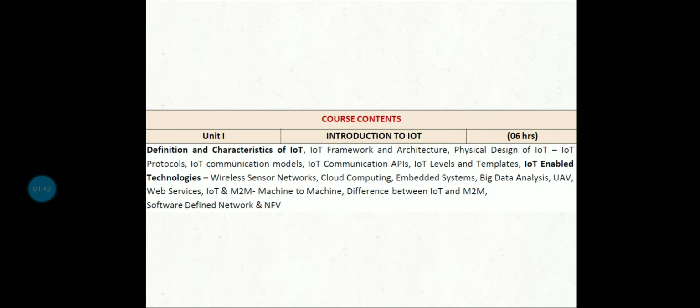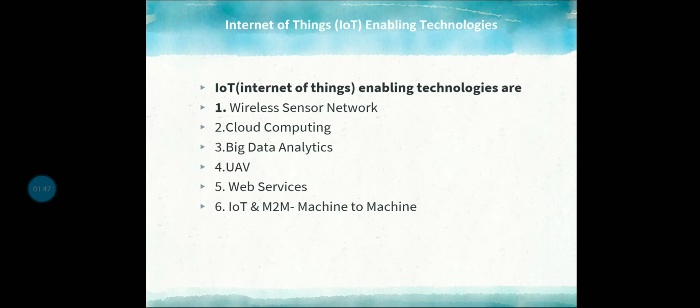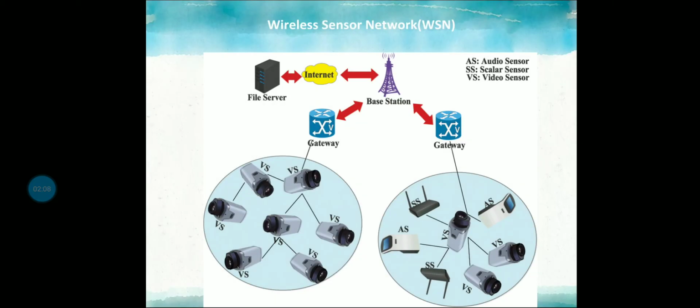Our first topic is wireless sensor network. You can check the list here of Internet of Things enabled technologies. First is WSN, then CC, big data analytics, UAV, web services, and IoT and machine to machine. Let's start one by one. Wireless sensor network. Look at the figure on your screen.